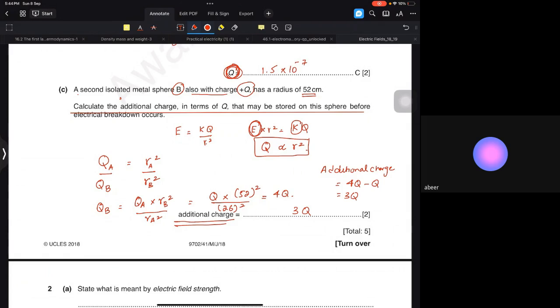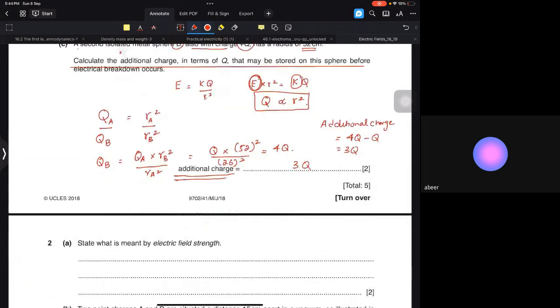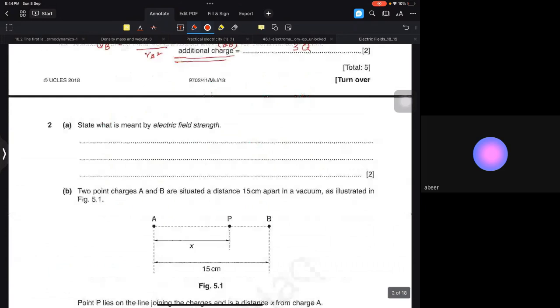Okay. Now I'm going to go to the next and let's talk about it. All right. So what is meant by electric field strength? Now, this time it is a 2-mark definition. Okay. Now, whenever you will have a 2-mark definition, you guys need to include the keywords as well, because obviously that would be required. All right.